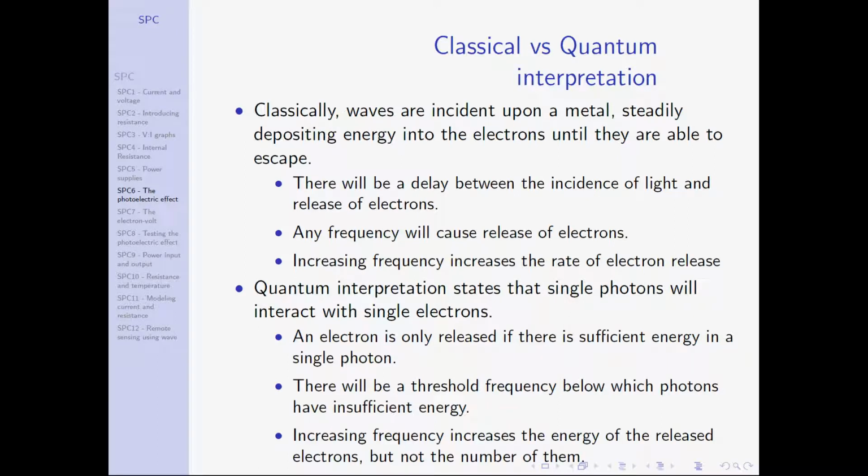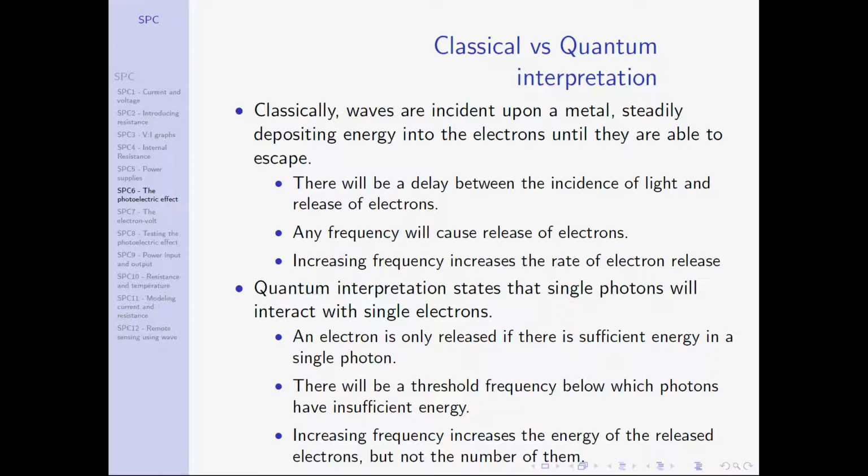And we'd also predict that if we increase the frequency, well, we've still only got one photon interacting with one electron. We can't have one photon suddenly interacting with multiple electrons, so we're still going to have the same rate of electron release. But there's going to be more energy left over, we'll have a look at an energy equation in a minute. So these electrons, rather than coming off more frequently, are going to come off with more energy.